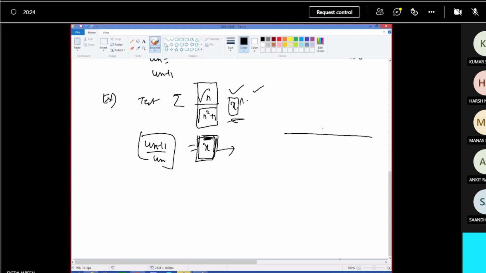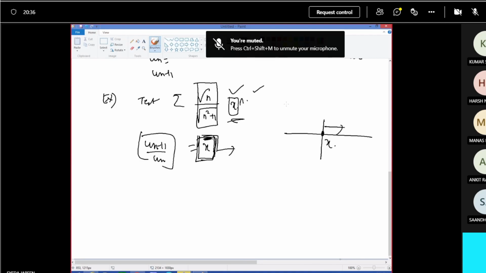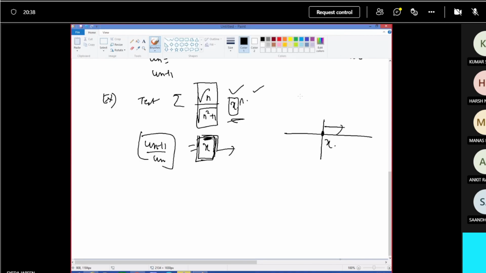If you take the real line, and take this point as x, then for all those values which are greater than x you can come to some conclusion, and when it is less than x you can come to some other conclusion. If it is greater than x, it will converge. For those values which are less than x, it will diverge. And what is happening to the value at x? Test will fail.